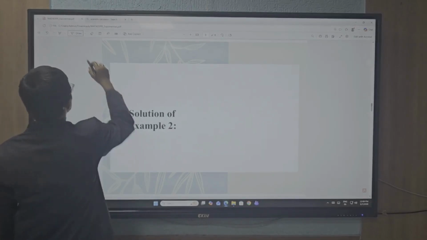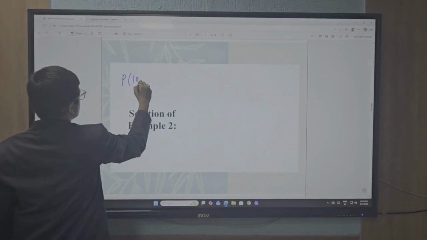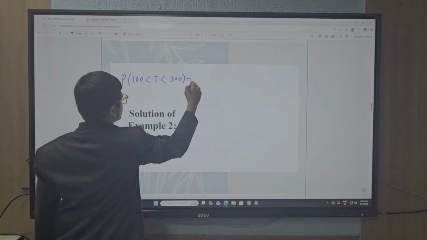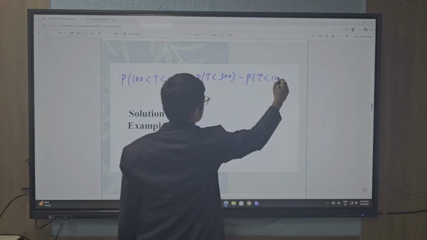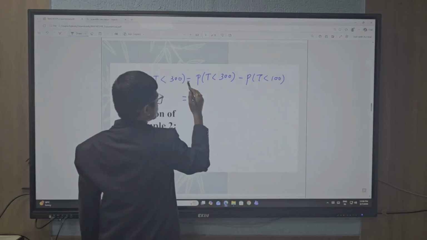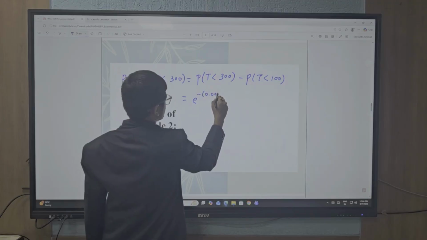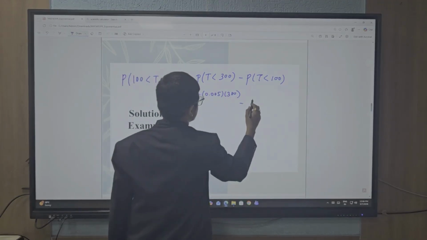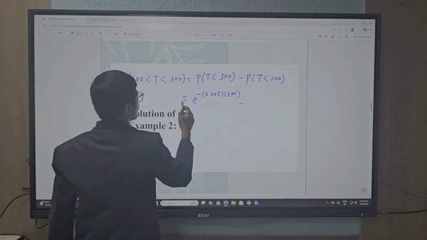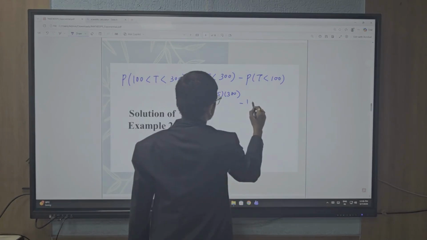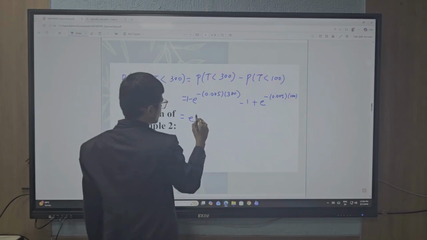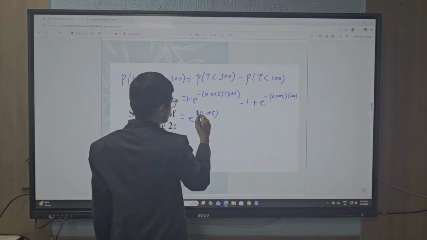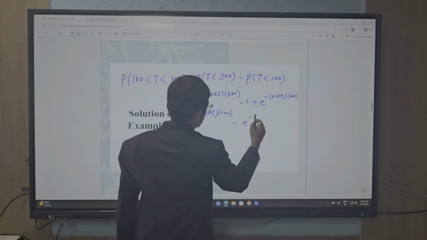So now 100 less than t less than 300 means we have to calculate P of t less than 300 minus P of t less than 100. So now e raised to minus lambda, or you may say 1 minus e raised to minus lambda t, so minus 1 plus e raised to minus 0.05 into 100. So now e raised to minus 0.005 into 100 minus e raised to minus lambda t.